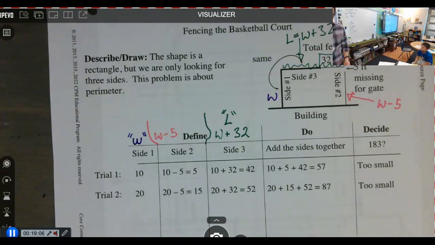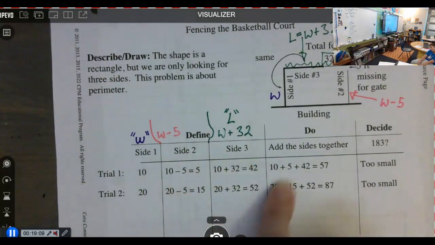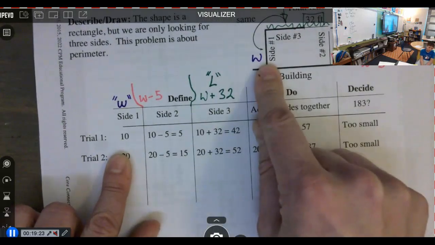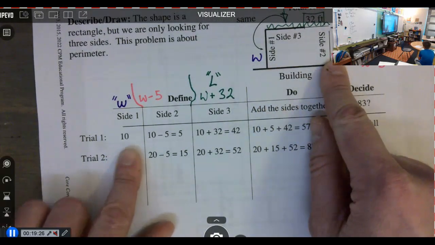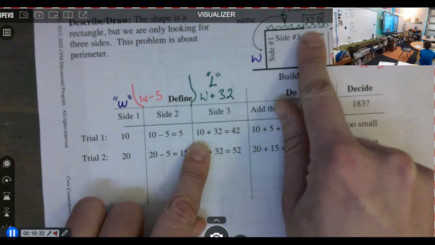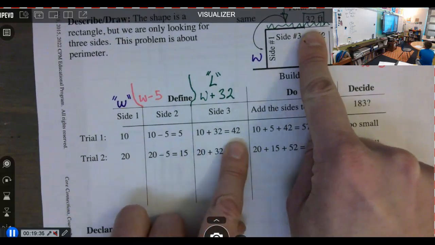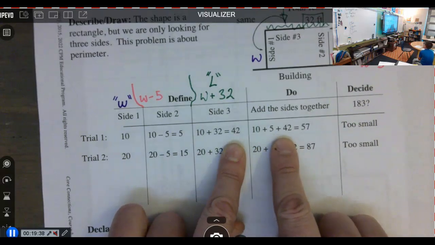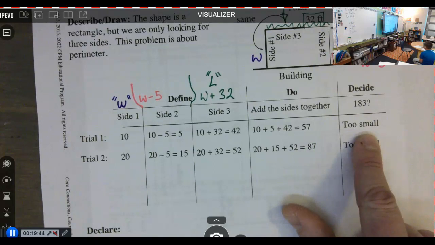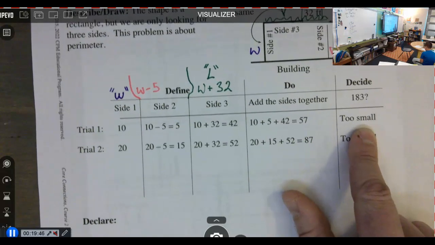But I'm here to tell you it's going to take you longer than just learning how to do algebra. Because here's what's happening in this 5D process. Whoever set this up doesn't know how to do algebra. And before you walk out of here, you're going to know how to do algebra. What they're doing is a guess and check process of saying, okay, what if I make the width 10? What would this side be? Well, what's 10 minus 5? 5. If I made the width 10, what is this side going to be? Well, 10 plus 32, 42. If I add all the sides together, did I use up all the fence? No. So our guess there was too small.